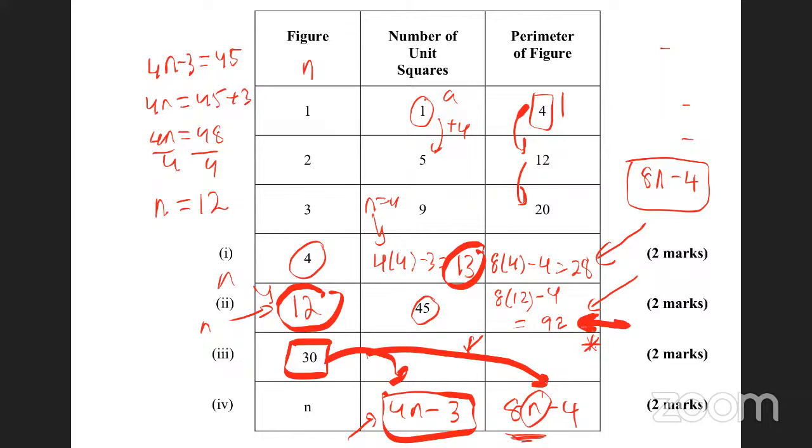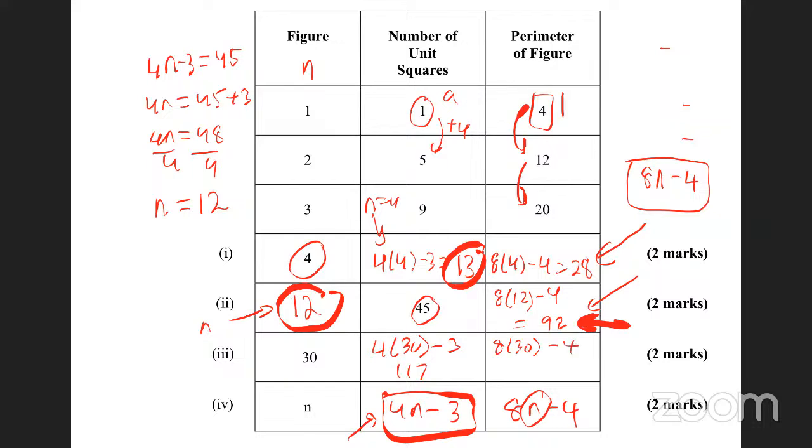All right, so what we got? Right here will be 4 by 30 minus 3. I got 117. Yeah. And the next one is 8 by 30 minus 4. 236. Everybody okay with that? Yeah?